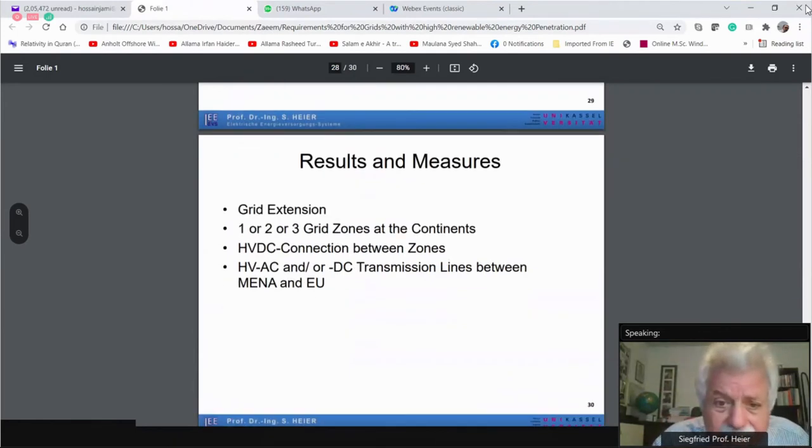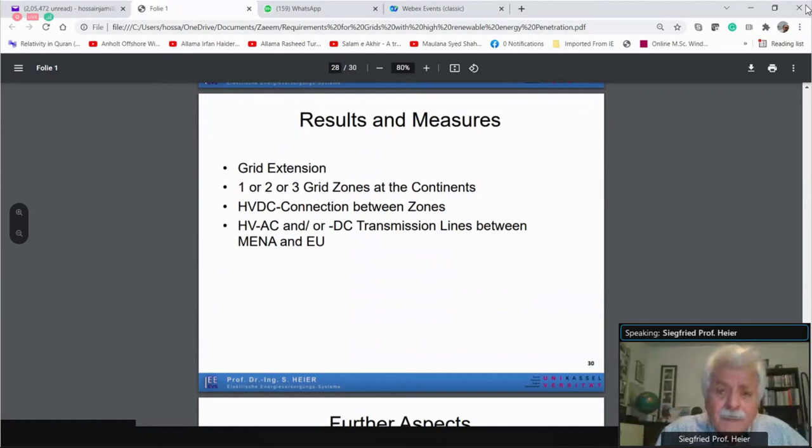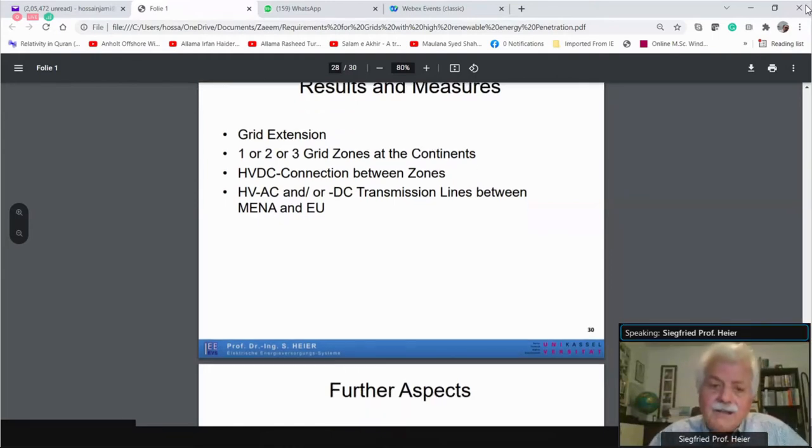So grid extension means that the renewable systems have a full load hour time of about 1,000, 2,000, 3,000, 4,000. Conventional systems have about 6,000. And so it means we need a higher capacity of the grid when we extend the renewables. Perhaps we must create some zones in the different continents, high voltage connection, a short coupling connection between the zones, and high voltage AC transmission lines between our grids in Europe, the Middle East and North Africa.